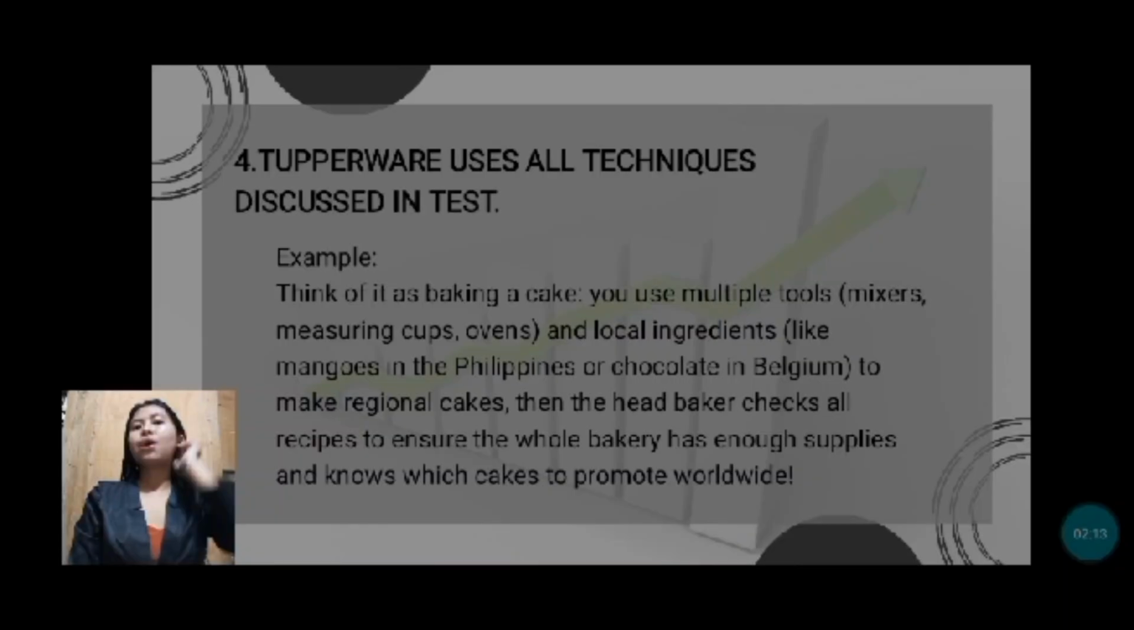For example, think of it as baking a cake. You use multiple tools like mixers, measuring cups, and ovens, and local ingredients like mangoes in the Philippines or chocolate in Belgium to make regional cakes. Then the head baker checks all the recipes to ensure the whole bakery has enough supplies and knows which cakes to promote worldwide. So that's Tupperware uses all the techniques discussed in the test. That's all.